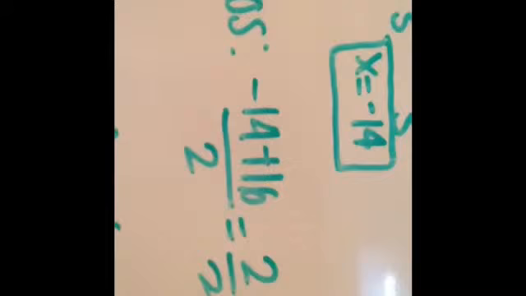And then to find your axis of symmetry, you have to add the negative 14 and the negative 16 together and divide by 2 to get your axis of symmetry. So negative 14 plus 16 is 2, so it equals 2 over 2. And since those cancel each other out, your axis of symmetry will equal 1.